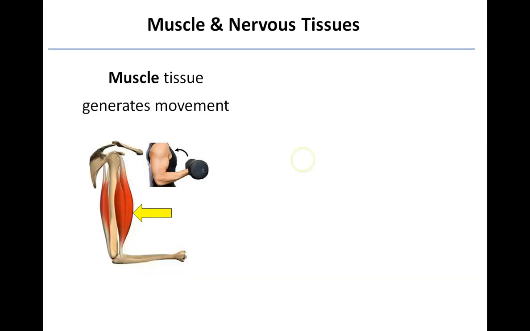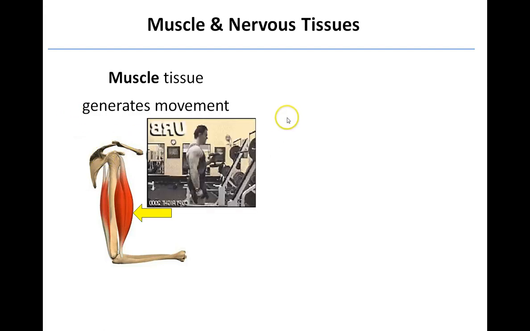The other two primary tissue types are the muscle tissues and the nervous tissue. The key function of muscle tissue is to facilitate movement. Muscle tissue cells contract, and when they contract, they allow movement to occur. They allow movement of the musculoskeletal system, or they allow movement within internal body organs such as the heart or blood vessels. So here we have skeletal muscles. There's the biceps brachii, and when those muscle cells are contracting, they allow movement to occur, as we see here.